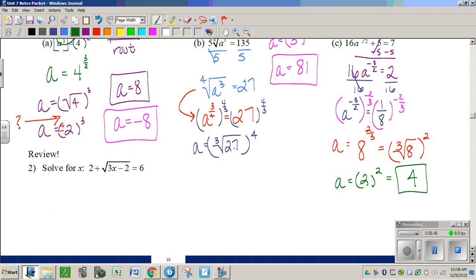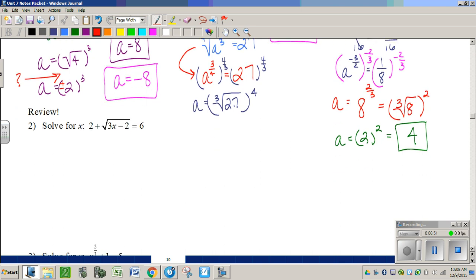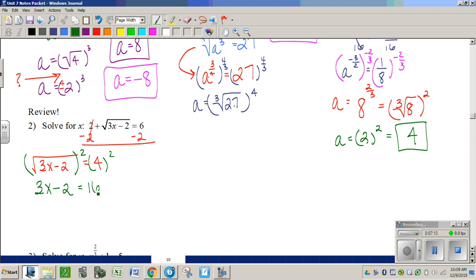Okay, let's do a little review here. If I'm solving and I have a square root in my answer, first of all, let's get that radical by itself. So I have the square root of 3x minus 2, and that gives us 4. What operation undoes the square root? Yeah, squaring both sides. So this just becomes 3x minus 2 equals 16. Now we're going to add 2 to both sides. So we got 3x equals 18. Divide both sides by 3. We end up with x equals 6.